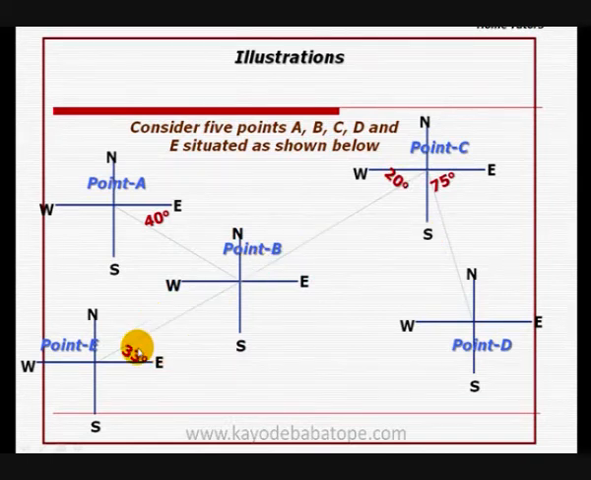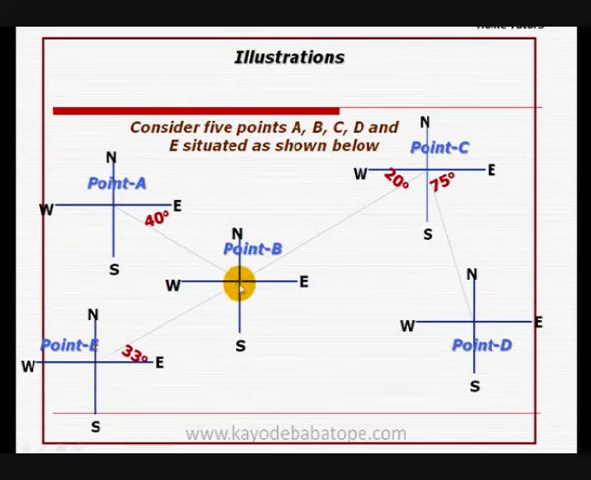So also we have another bearing here, and this tells us that point B is east 33 degrees north of point E. That means you need to start from the east of point E and move 33 degrees towards its north in order to get to a line that joins point E and point B.